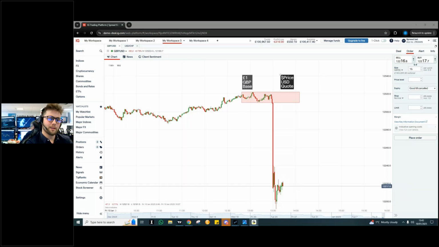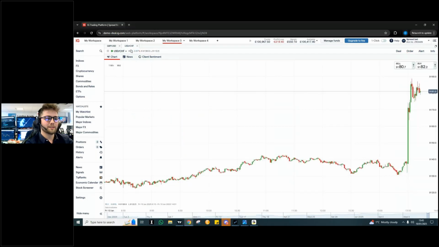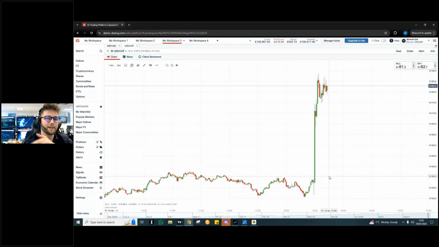The base currency is always one. The first currency is always the base, and it's always one. So in this case, dollar Swiss, $1 can buy this many Swiss francs. With a stronger dollar, our strong dollar can now buy more Swiss francs, and it moves up.